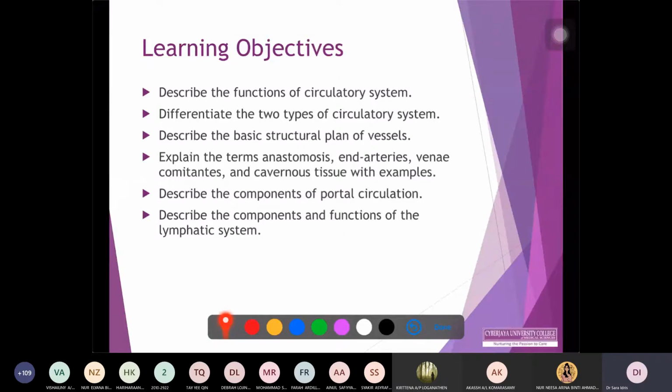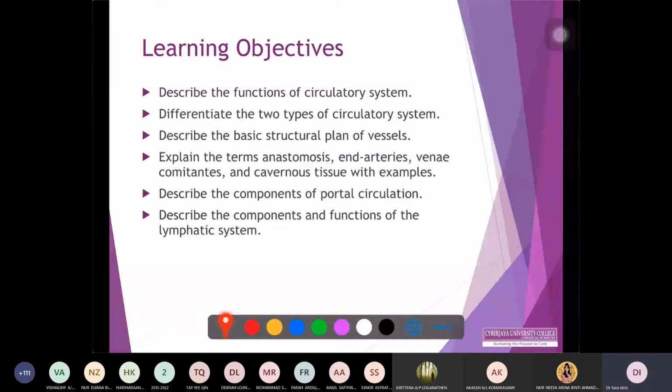And then describe the basic structural plan of vessels. In the structural plan of vessels, this is a bit of a histology part of the lecture, but we won't dive so deep into it because later in year two, when you're learning your cardiovascular system, you are also going to learn in a more detailed manner about the histology of your blood vessels. Okay, so I'm just going to touch a little bit in general about this.